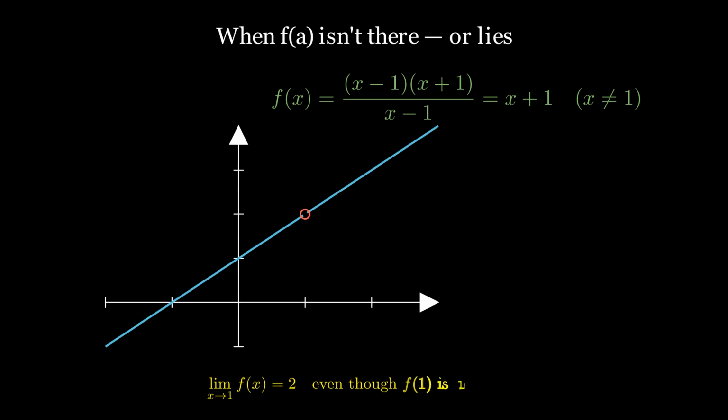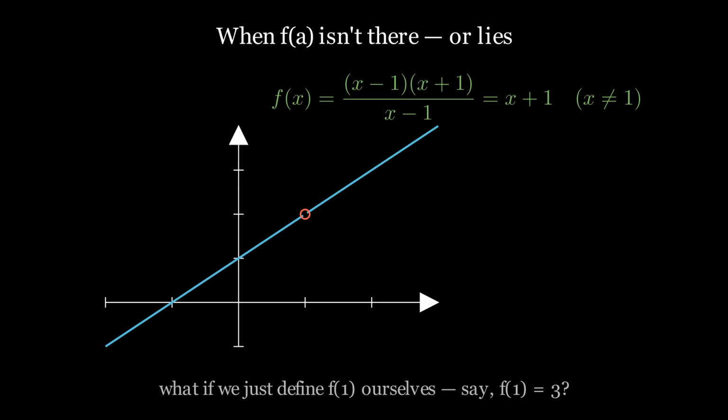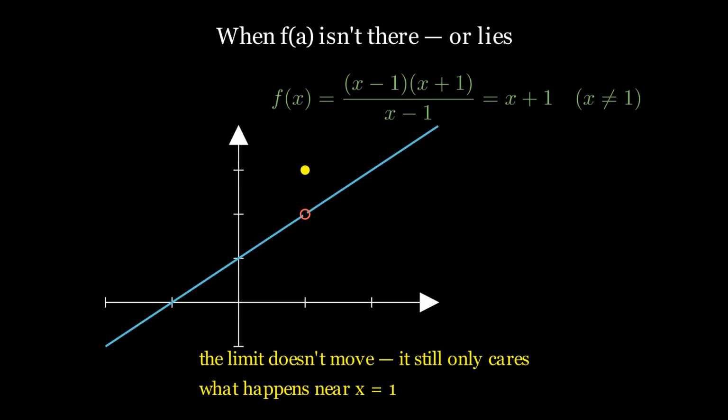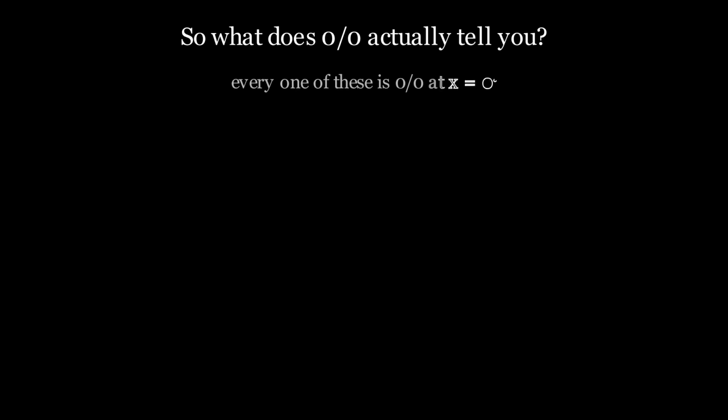The limit only asks what happens near a point, and it doesn't care whether the function is even defined there. It gets stranger. What if we just define f of 1 ourselves, say, f of 1 equals 3? Doesn't matter. The limit doesn't move. It still only cares what happens near x equals 1, not what value, if any, sits exactly at that point. But hold on. We got 0 over 0, we did some algebra, and out came 2. So does 0 over 0 mean 2? Let's test that, because the answer matters more than almost anything else in calculus.